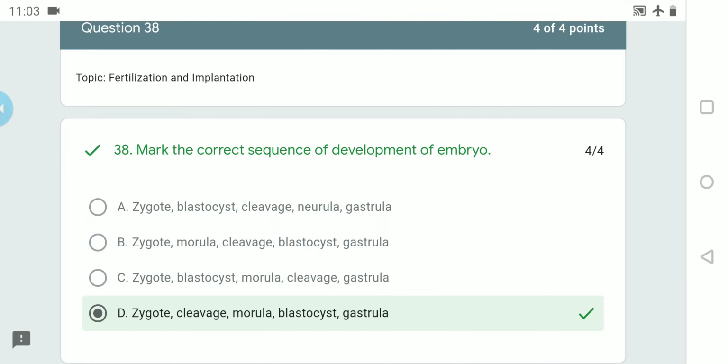I told you the zygote undergoes mitotic division, which gives rise to cleavages to form 2, 4, 8, 16 daughter cells called blastomeres. Then the 8 to 16 blastomeres is also called the morula. Then the morula continues to divide and transforms into a blastocyst as it further moves into the uterus. And what will happen? Yes, that is the gastrula, isn't it? So which is the right answer? Option D is the right answer.